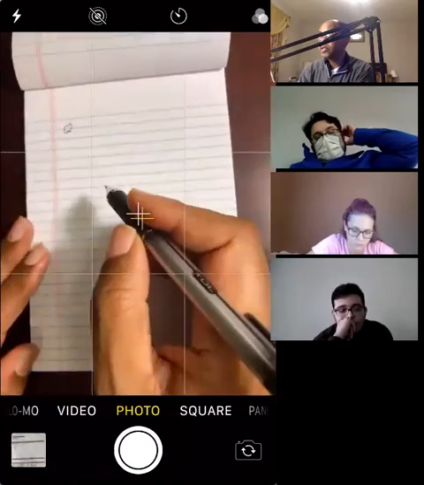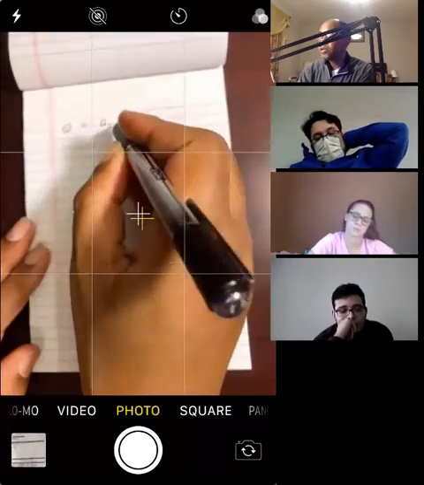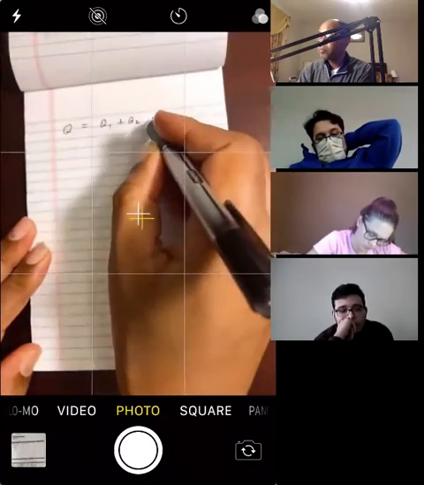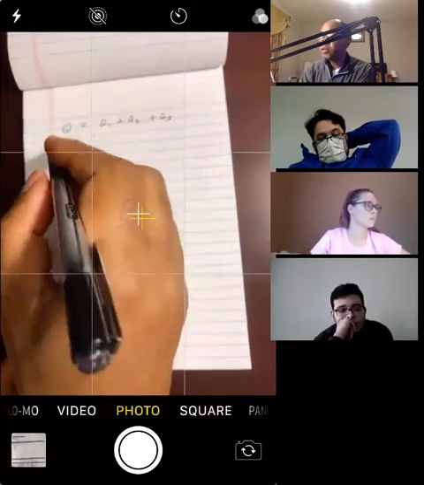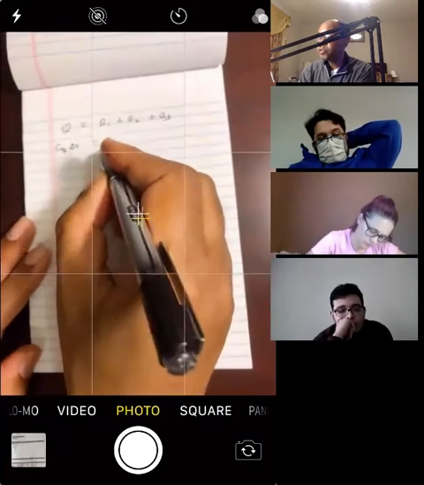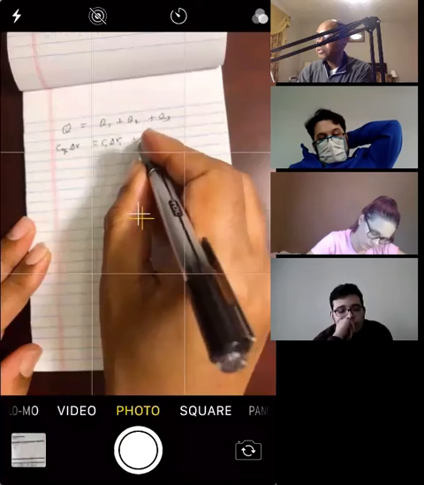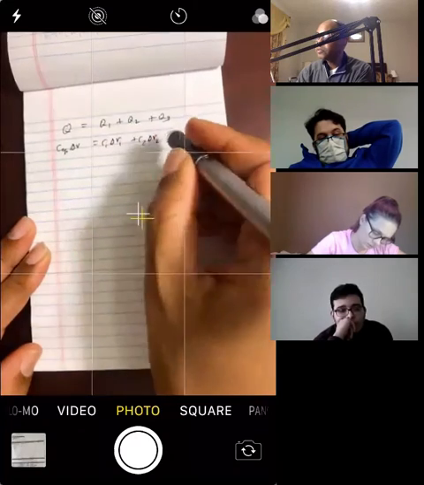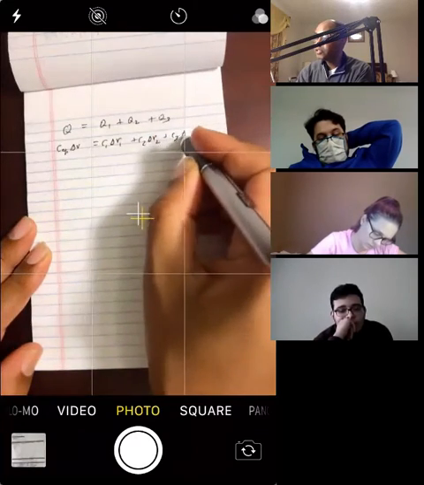So let me write over here. I'm going to use the second equation. I have this one, Q equals Q1 plus Q2 plus Q3. But this one equals CEQ times the potential difference. This is C1 times delta V1. This is C2 times delta V2. This is C3 times delta V3.